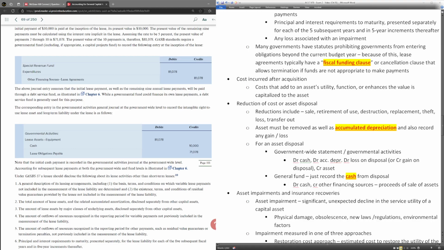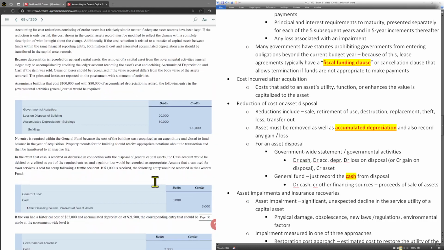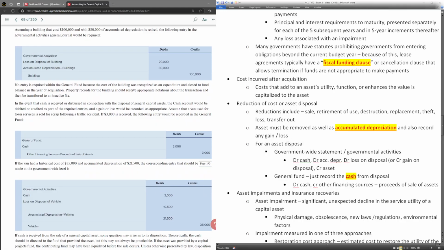Reduction of cost or asset disposal. I think we got some more on that here. Yeah, let's take a look here. We've all done asset disposal.